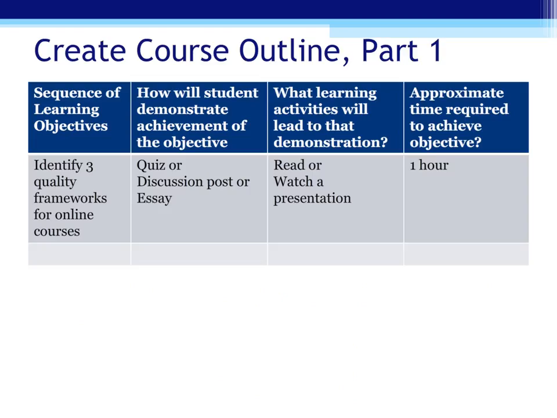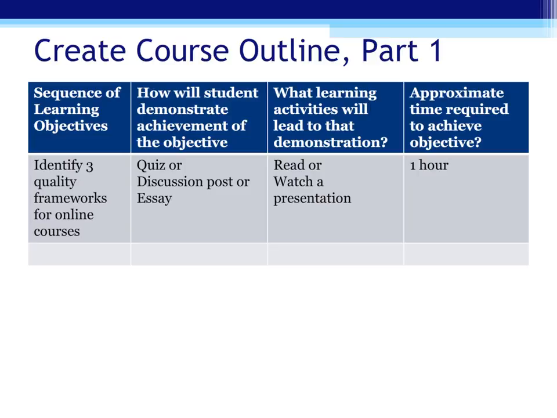To make creating your course outline easier, it is often a good idea to organize your ideas in a table to get down the general scope of the course. In this example table, we have columns for learning objectives, possible assessments, possible learning activities, and approximate amount of time that might be required to achieve the objective.